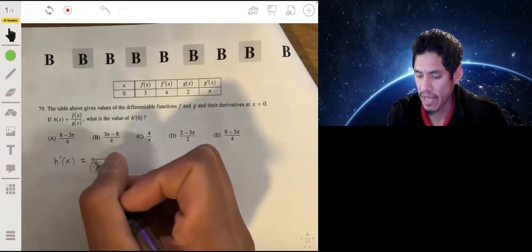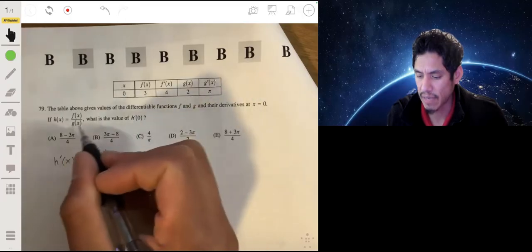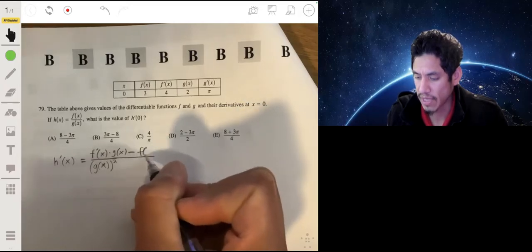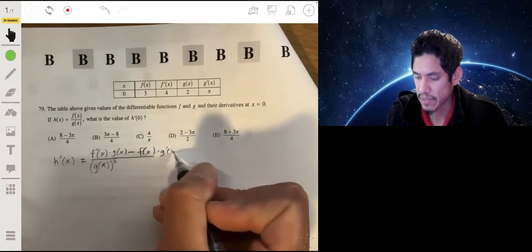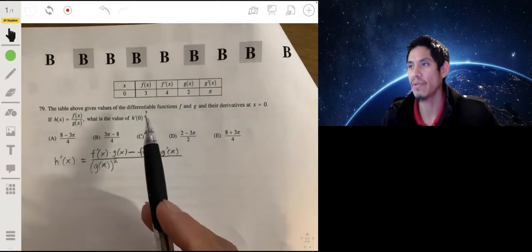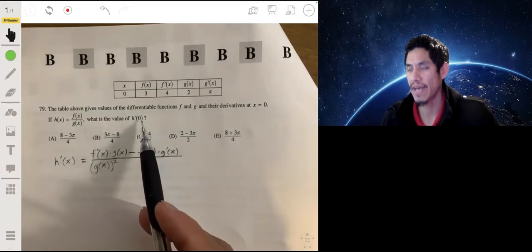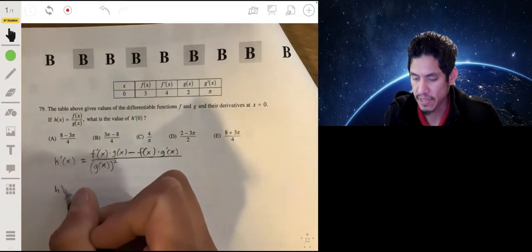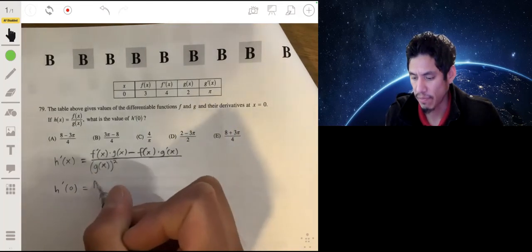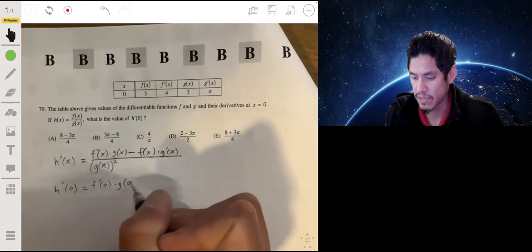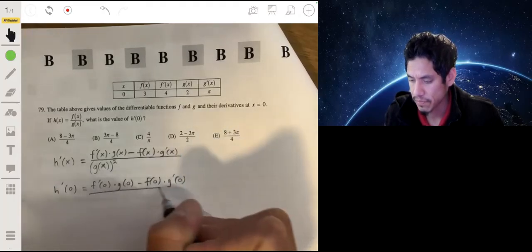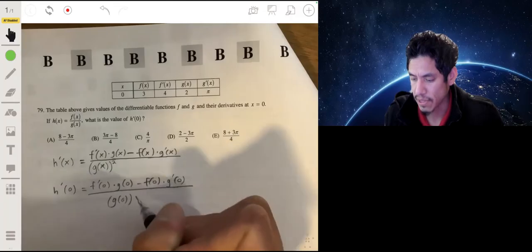so g of x to the second power. And in the numerator, you're going to have f prime of x times g of x minus f of x times g prime of x. Now, since we want to evaluate h prime at a specific value of x, we're just going to evaluate these at x equals 0. So our equation will look like f prime of 0 times g of 0 minus f of 0 times g prime of 0 all over g of 0 squared.